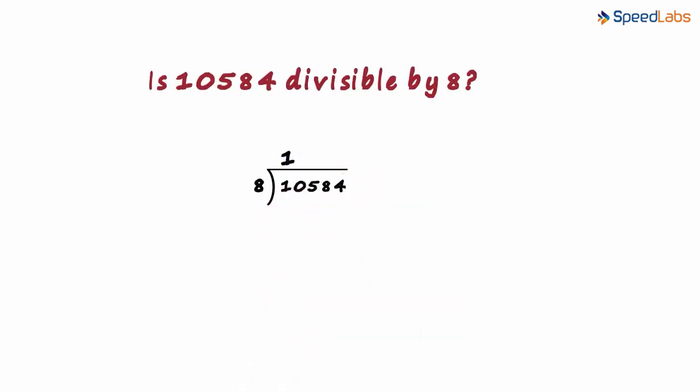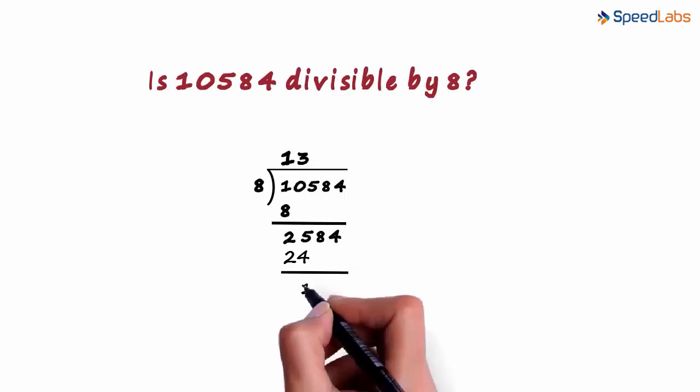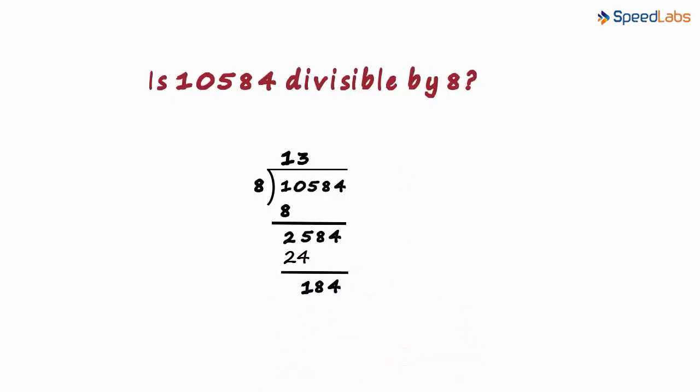8 multiplied by 1 is 8. We subtract 8 from 10 to get 2. Then we get 584 down. 8 multiplied by 3 is 24. We subtract to get a 1 here. We get 84 down. Too boring. We are taking too long to find out if this number is divisible by 8.